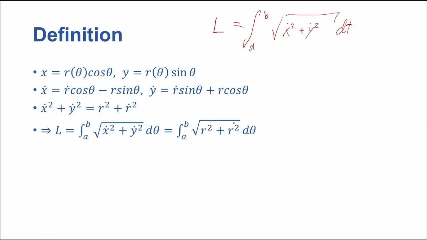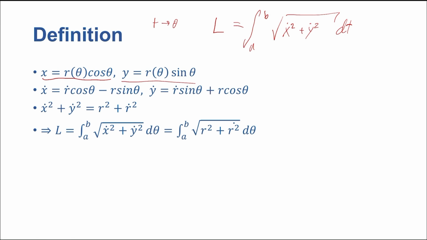Okay, so now what we can do is we can treat theta as a parameter. So instead of t, we're moving t to theta. We have some lovely equations that explain to us how theta and x and y are related. So we need to find x dot squared plus y dot squared to find our length. All right, so we're going to find x dot, we're going to find y dot. So we get x dot, using the product rule, x dot is equal to r dot cosine theta minus r sine theta, y dot is equal to r dot sine theta plus r cosine theta.